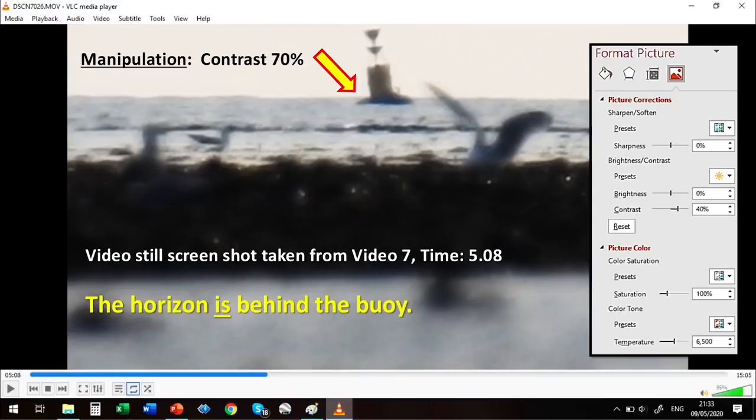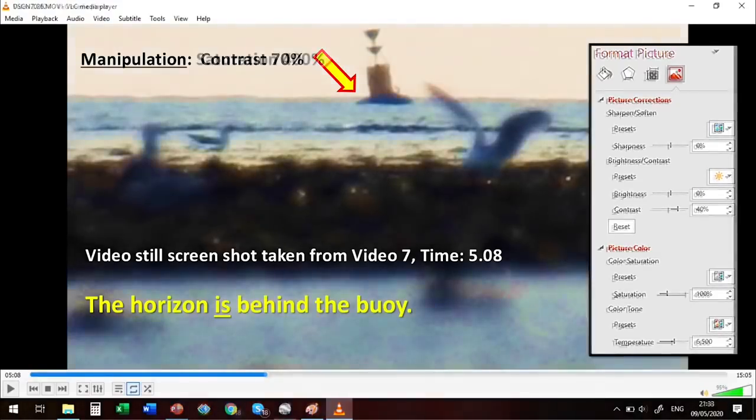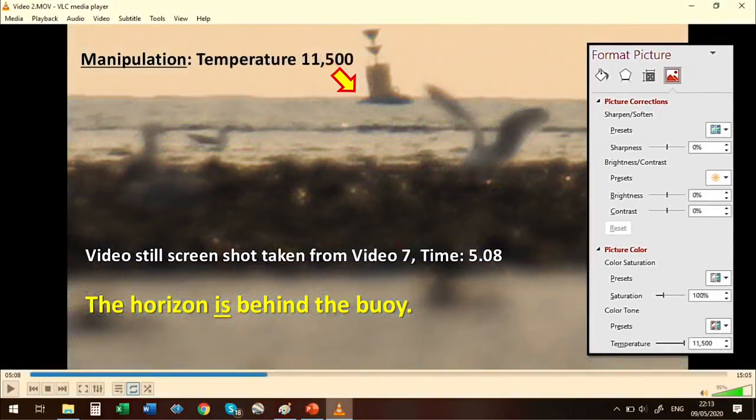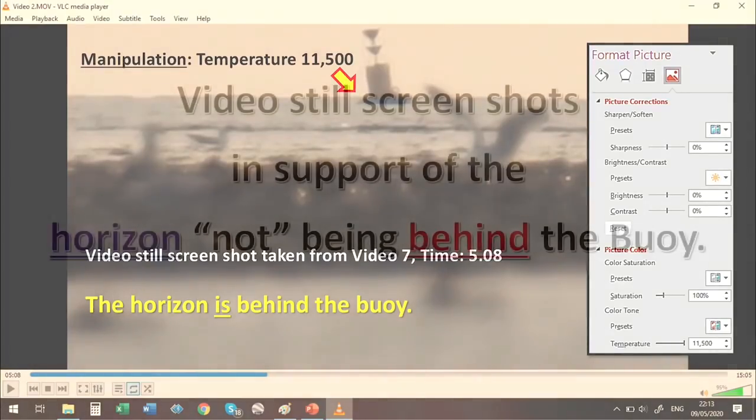Manipulation, contrast 70%. Manipulation, saturation 400%. The horizon is behind the buoy. Manipulation, temperature 11,500. The horizon is behind the buoy.